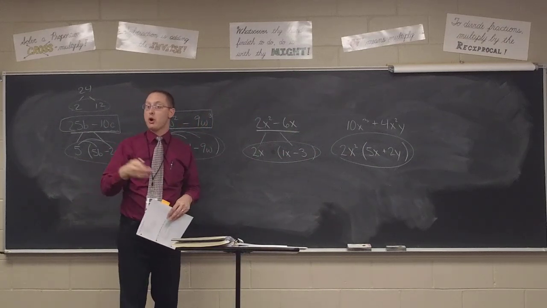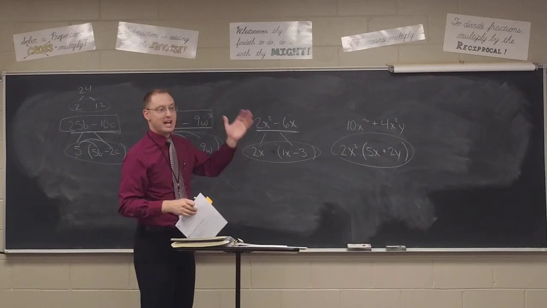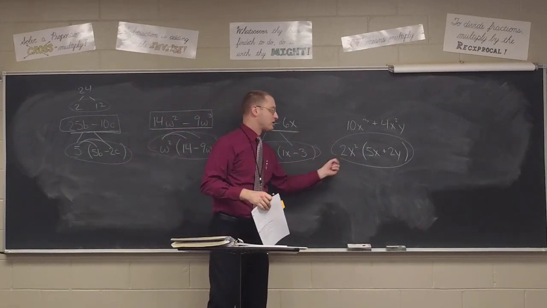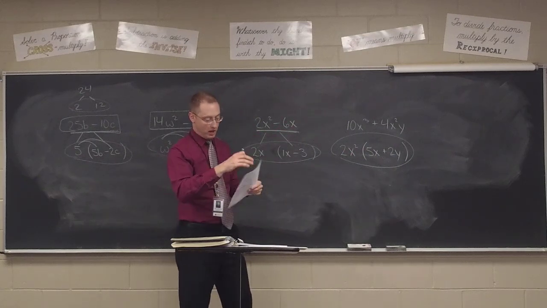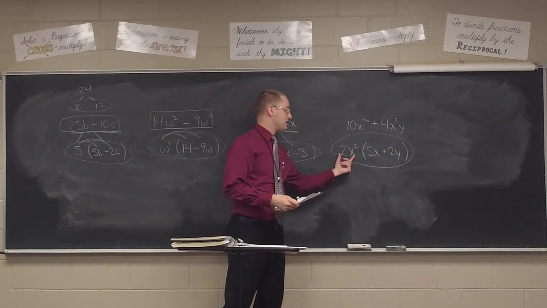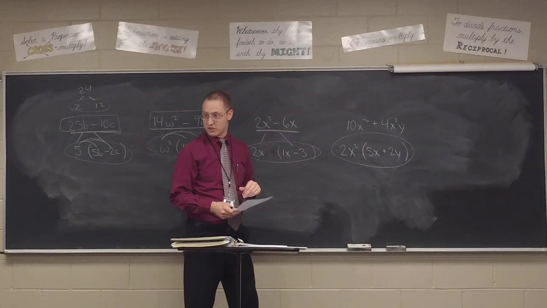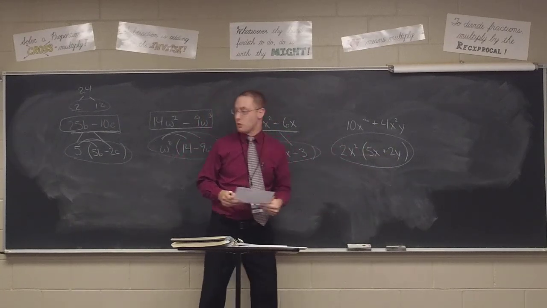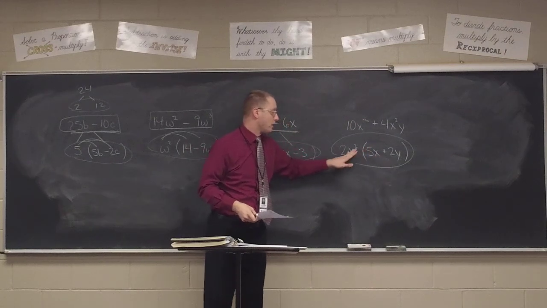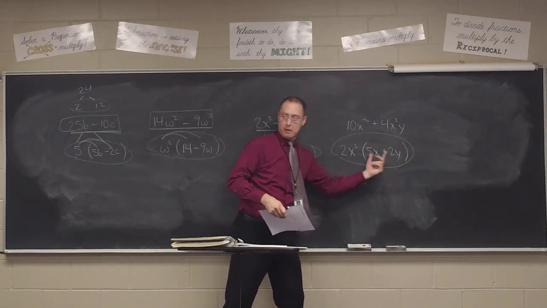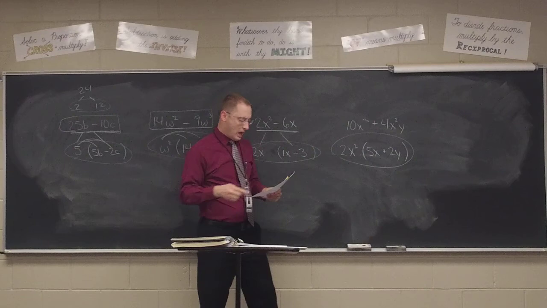Just as 3 and 12 are factors of 36, just as 4 and 9 are factors of 36. So 2x squared and 5x plus 2y are factors of 10x cubed plus 4x squared y. The whole thing. This and this are your factors. So just as we could split this up into a couple things, we're splitting this up into a couple of things. One of them's a monomial, one of them's a binomial. That make sense?